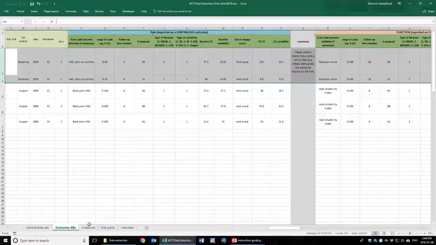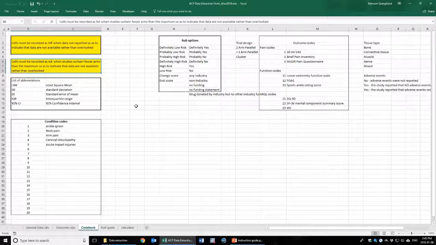The third sheet is the codebook. This is a locked sheet that holds the options for our drop-down menus. You won't be able to use or modify this sheet, and for the most part you will not need to refer to it. However, I will draw your attention to the 2 yellow highlighted boxes.